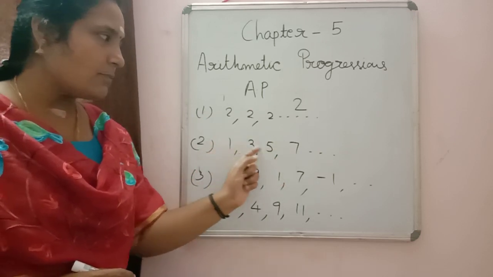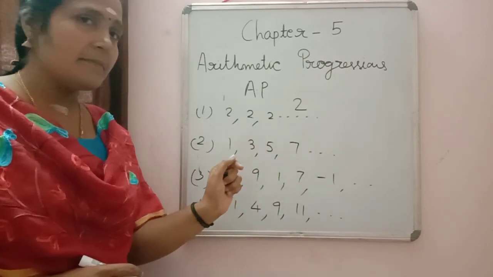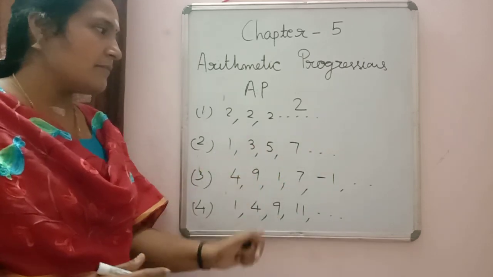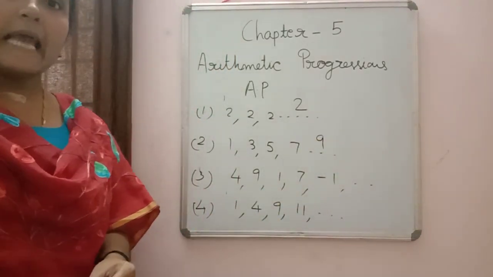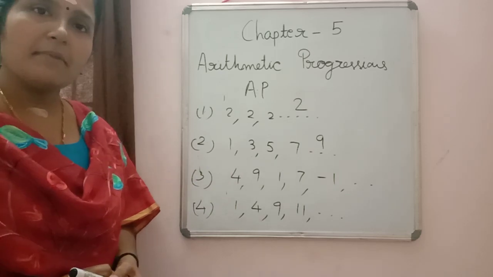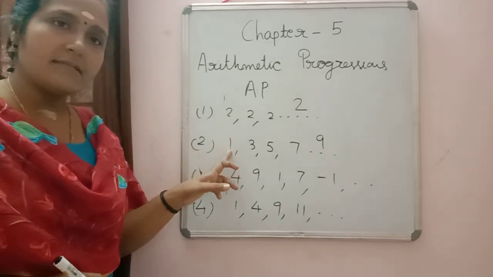Now if we check the second sequence, 1, 3, 5, 7. By observing the pattern, can you tell me what will be the next number here? Yes, we can say the next number will be equal to 9. Why are we saying the next number is 9?